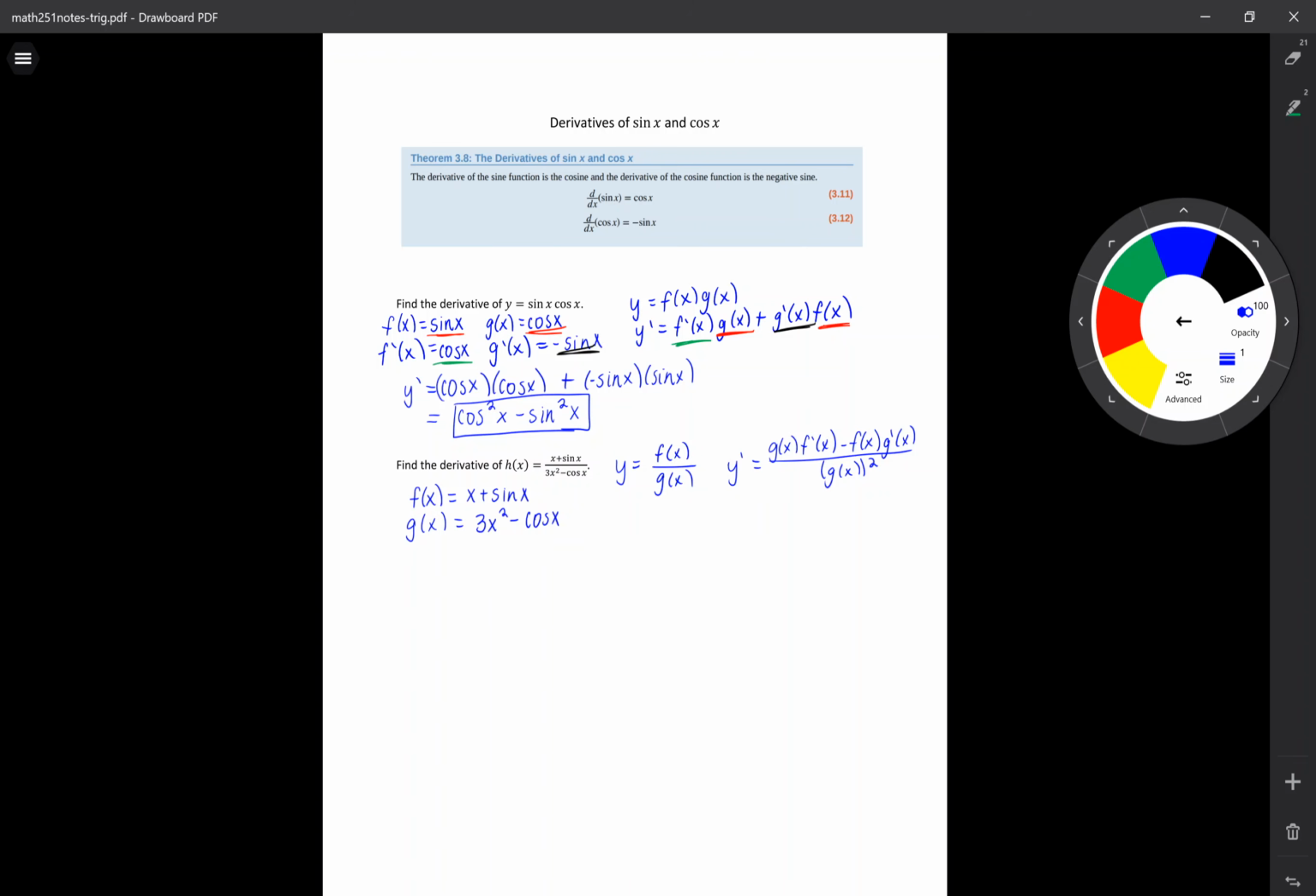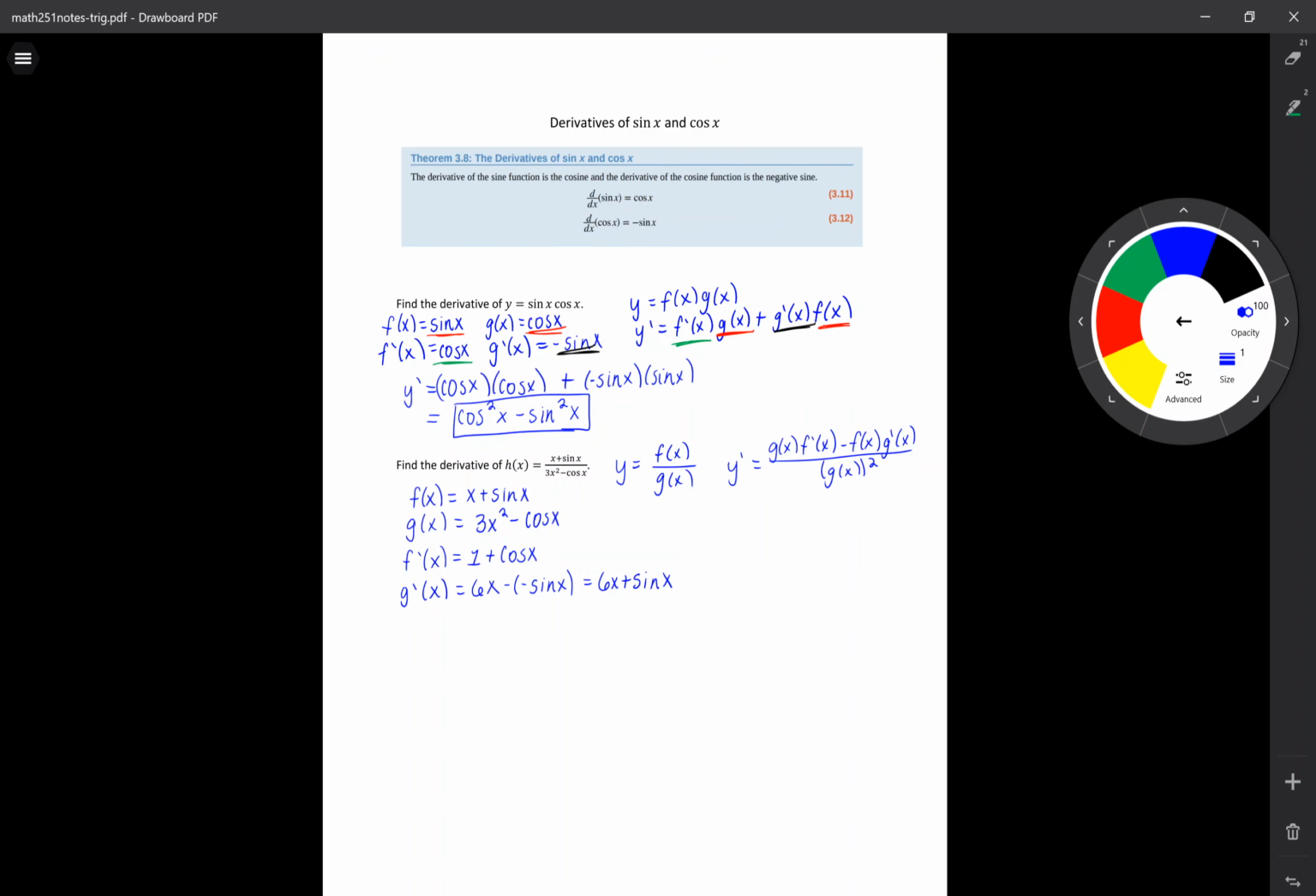And now, of course, we need to find the derivatives of both of these. So f prime of x is equal to, well, the derivative of x is equal to 1, and the derivative of sine of x is equal to cosine x. And g prime of x is, the derivative of 3x squared is 6x, and the derivative of cosine x is negative sine of x, so I have minus a negative sine x, and of course we can rewrite this as 6x plus sine x.